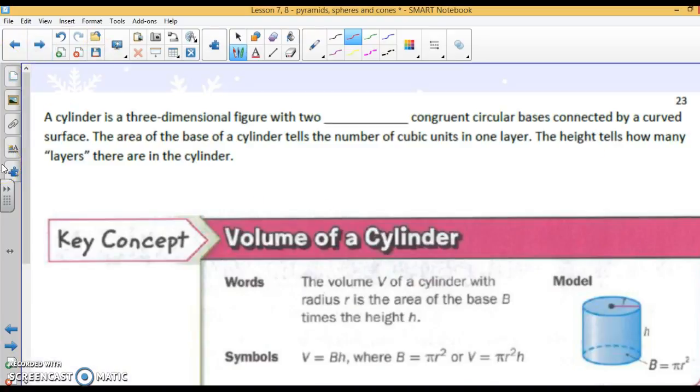A cylinder is a three-dimensional figure with two circular congruent bases connected by a curved surface. The area of the base of the cylinder tells us the number of cubic units in one layer. The height tells us how many layers there are in the cylinder.